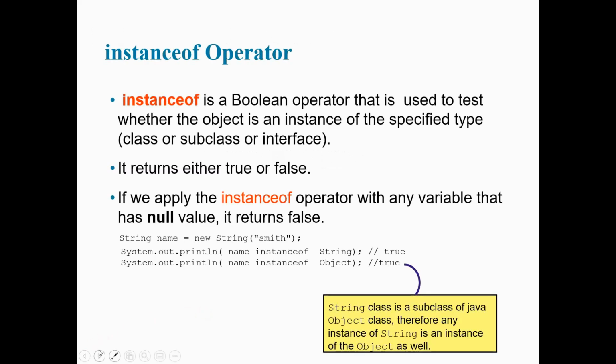So instanceof first is a Boolean operator. It's an operator. It's not a method. And we use it to test whether an object is an instance of the specified type. In other words, we use it to test the reference variable to see what type it is.